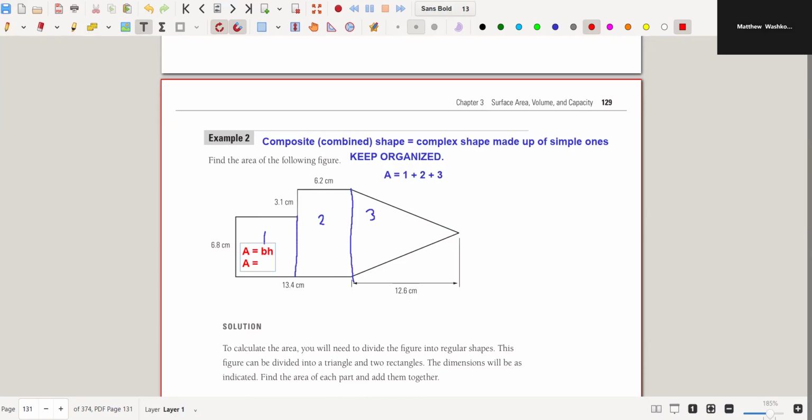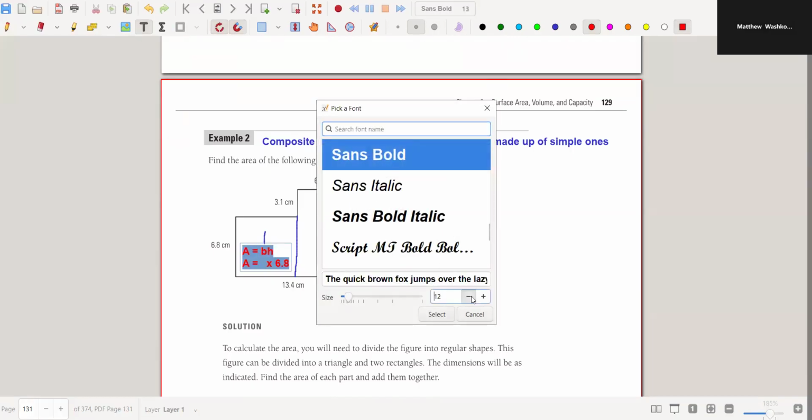My base in this case is, I don't know yet. I'm going to skip that for a second, but my height is 6.8 centimeters. I'm going to skip writing out the centimeters because I don't have a lot of space here.